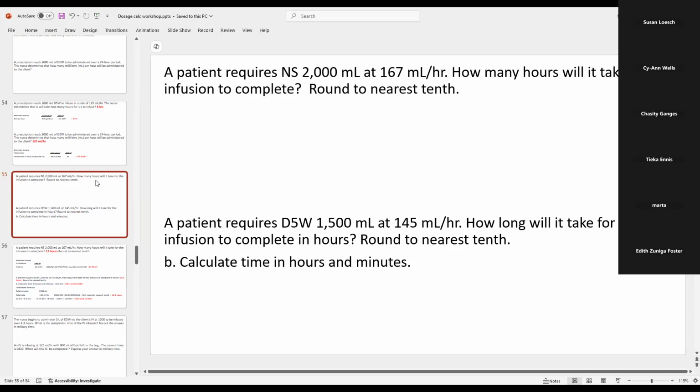It also says round it to the nearest tenth. And then look at the second one. The second one, you're calculating the infusion time. All right. And also, I want it in hours and minutes. So I want it just in hours, and then I want it in hours and minutes.